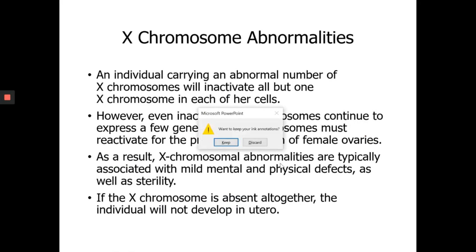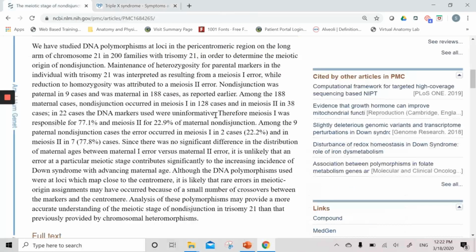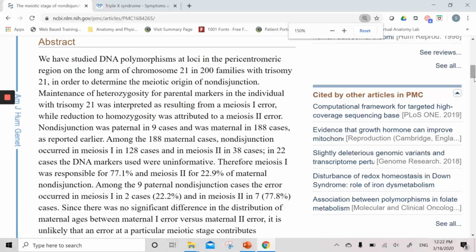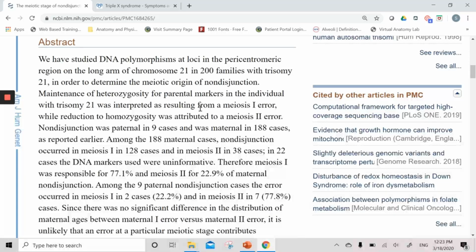So I actually found some articles on Down syndrome. So I'll show you real quick. So I bet some people will have this question. So Down syndrome is trisomy, but where exactly does that non-disjunction take place? Does it happen in meiosis 1 or does it happen in meiosis 2? So I found this paper. It's very useful. So they did some research, right?